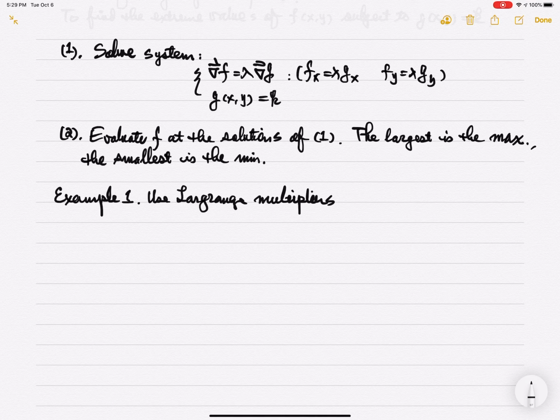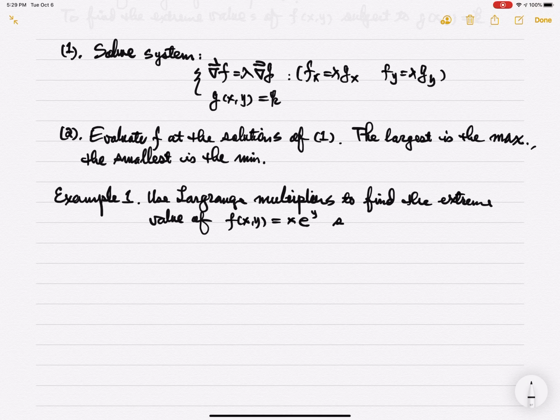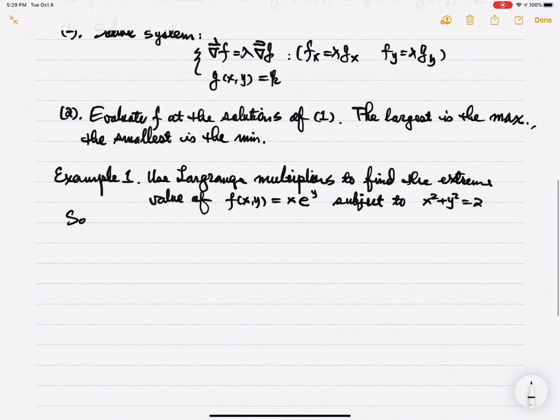Use Lagrange multipliers to find the extreme value of, say, f(x,y) equal to x e^y, subject to x squared plus y squared equal to 2. Okay, so here we solve this.